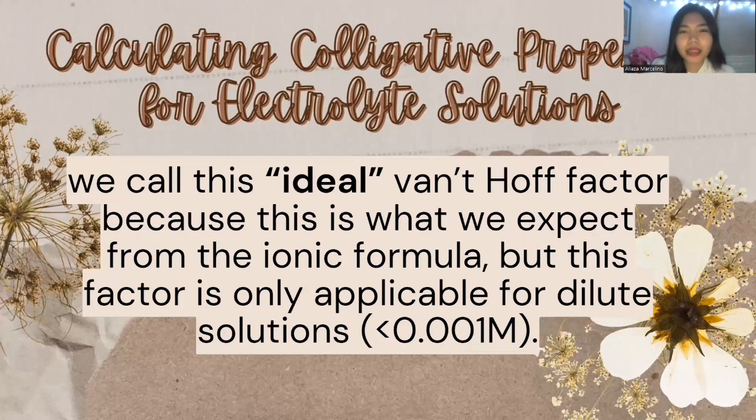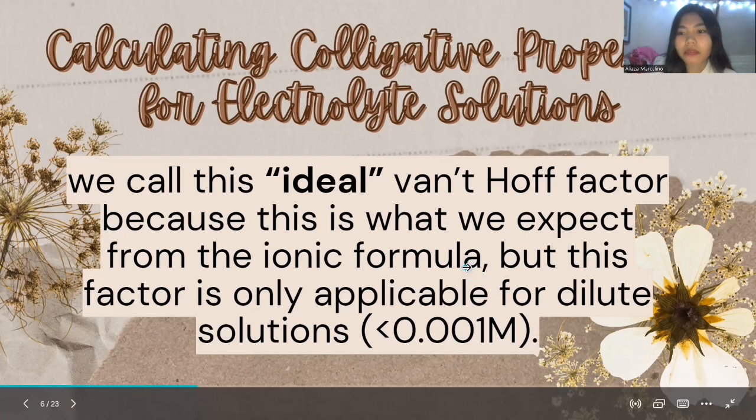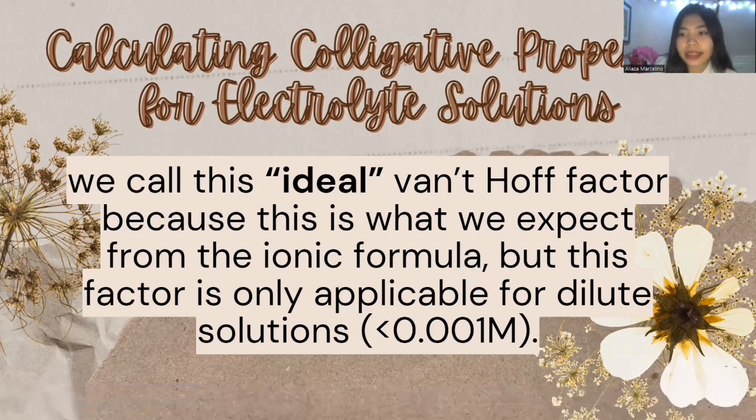Hi, I'm Eliza S. Marcelino, and welcome to Calculating Colligative Properties for Electrolyte Solutions. We call this the ideal Van't Hoff factor because this is what we expect from the ionic formula, but this factor is only applicable for dilute solutions. So, solutions with concentrations higher than 0.001 m have a net concentration of ions less than expected, since interactions between ions of opposite charges are stronger. Thus, the actual Van't Hoff factor is less than the ideal one.